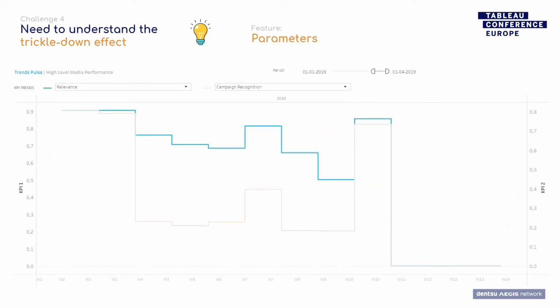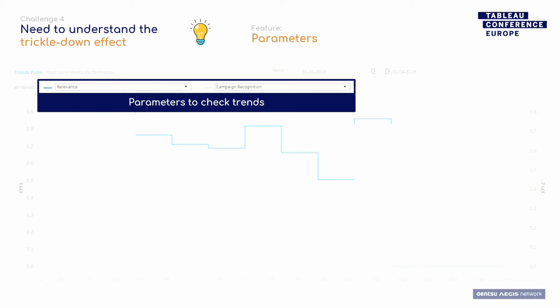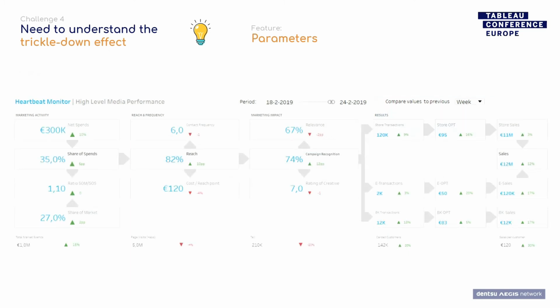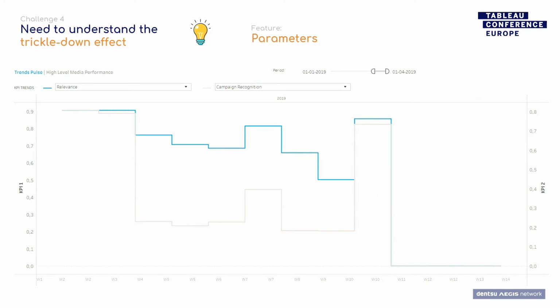And we're also using parameters to check the trends. So we have all the list of KPIs, all of the KPIs that you have on this first dashboard, you have on that second parameter, and you can select any two KPIs so you can compare the trends. And this is just an interaction that was open for the client as well to compare.